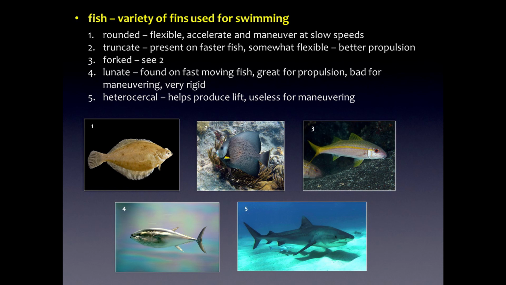A rounded tail fin is very flexible. It allows the fish to accelerate. It allows the fish to maneuver at slow speed. So you can take these big slow sweeping turns within the water. That's the first type of tail fin we have.